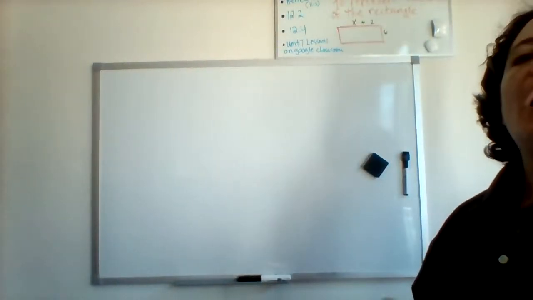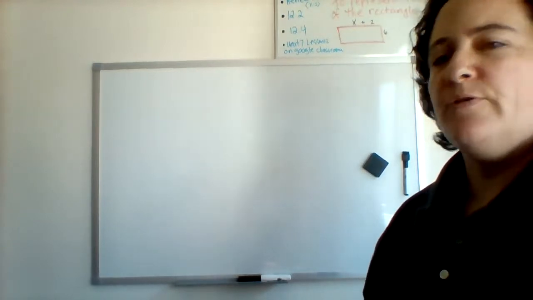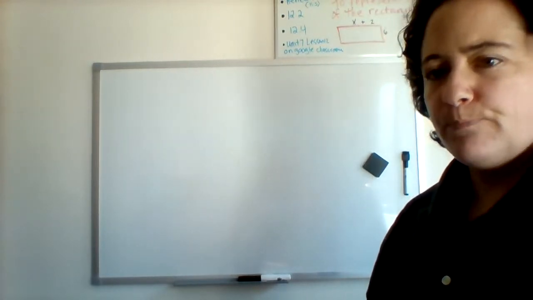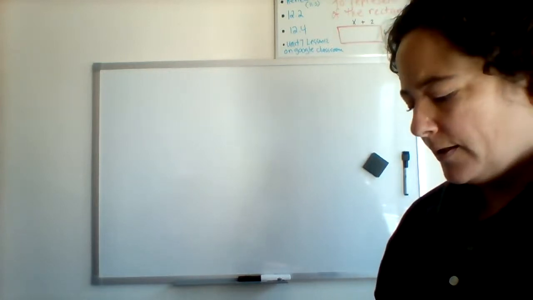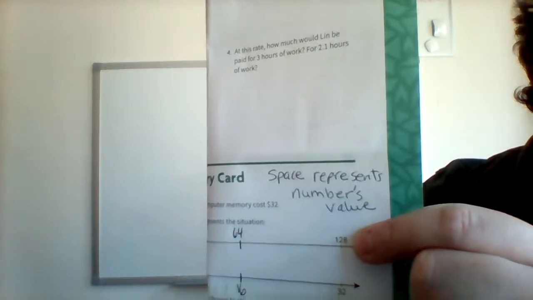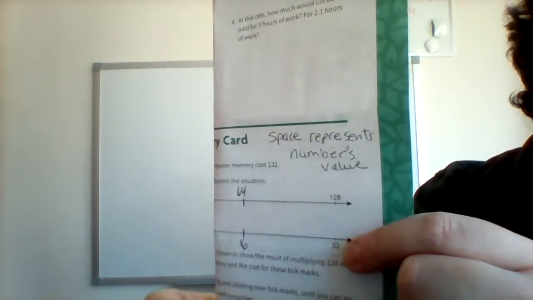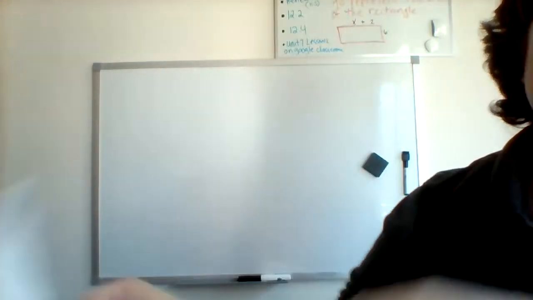Now I want to point something out extremely important that I don't think that we've made clear in class. Yes, we divided. We did 128 divided by 2 to get 64. And we did 32 divided by 2 to get 16. Because you see the space, right? The space.